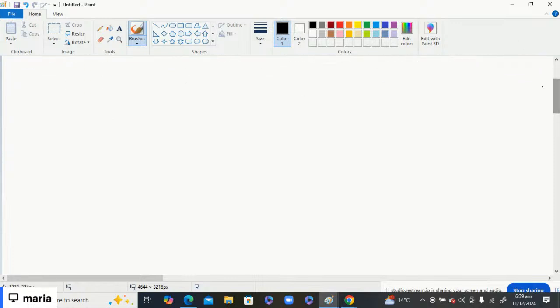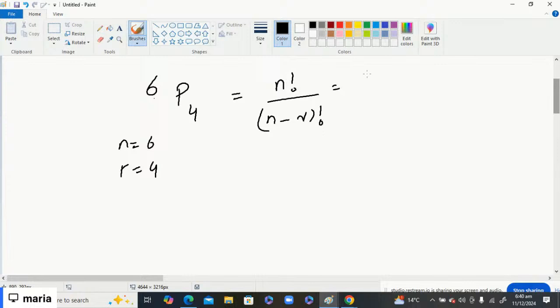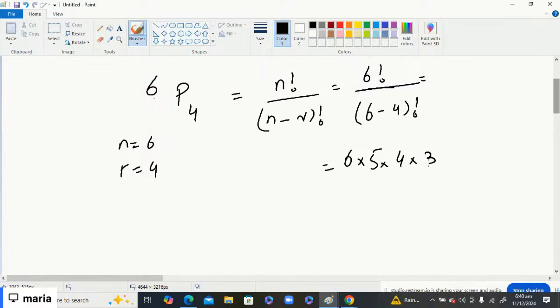Okay, let's do the next, 6P4. So n is your 6, r is your 4. So n factorial over n minus r factorial. N is your 6 factorial over 6 minus 4 factorial. So open it: 6, 5, 4, 3, 2 and 1. 6 minus 4 is 2, and 2 factorial is 2 times 1. This and this should be cancelled, and then you just write down the answer of this one.